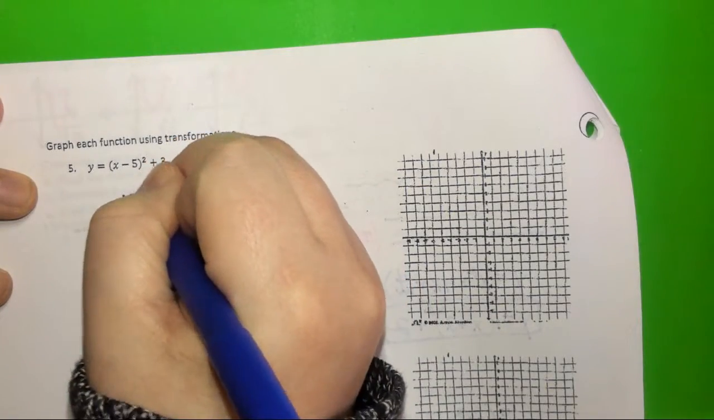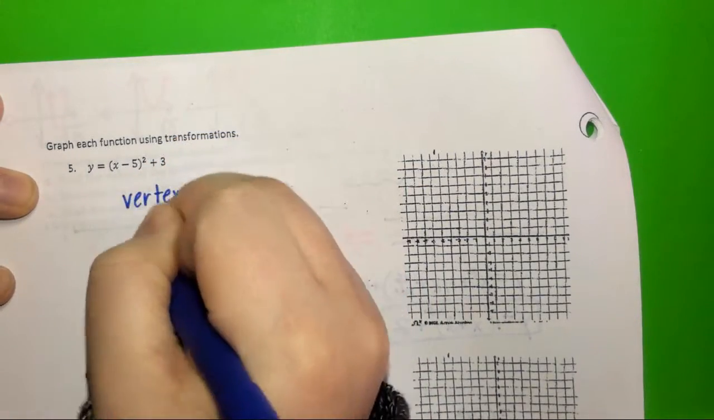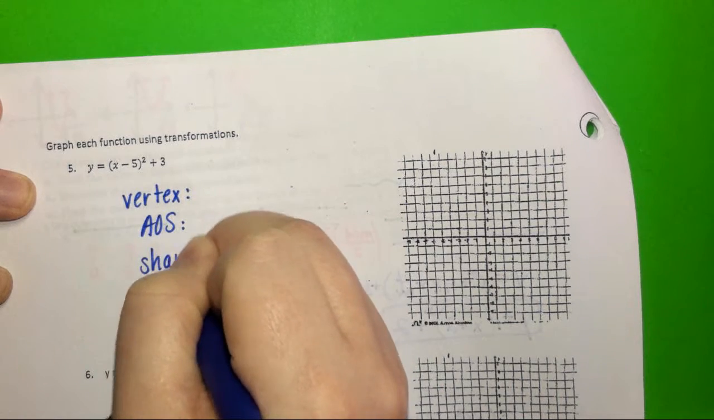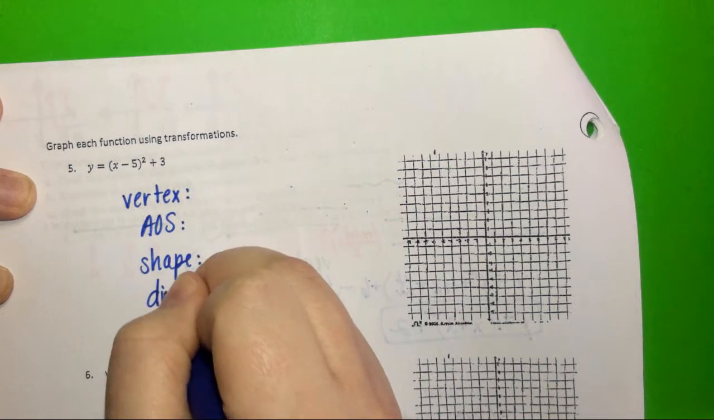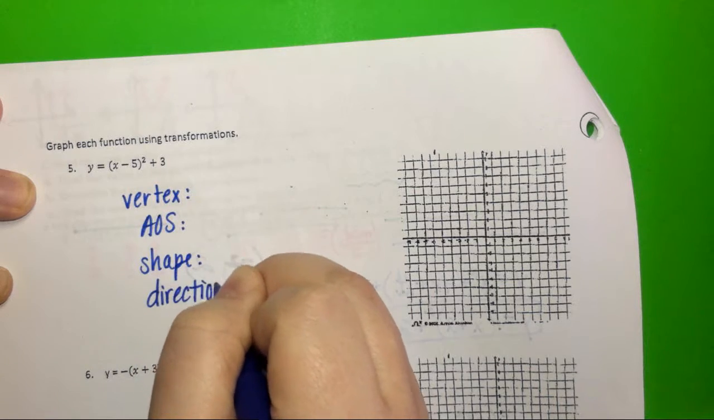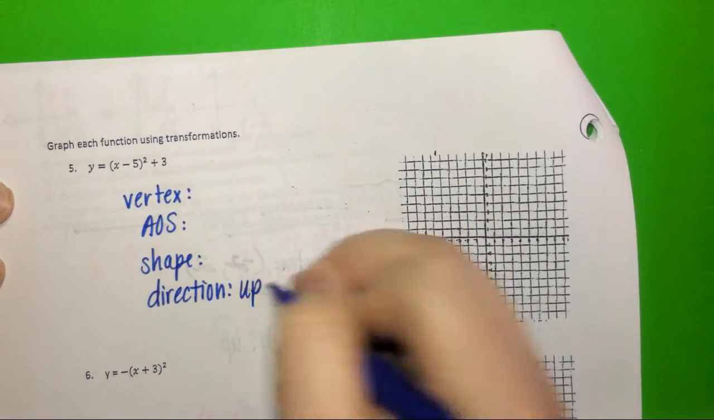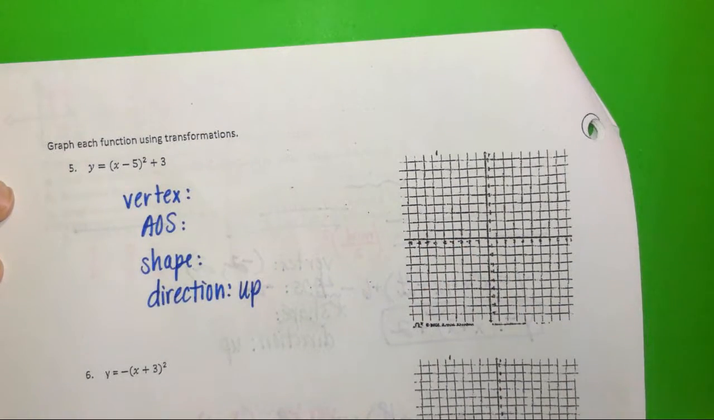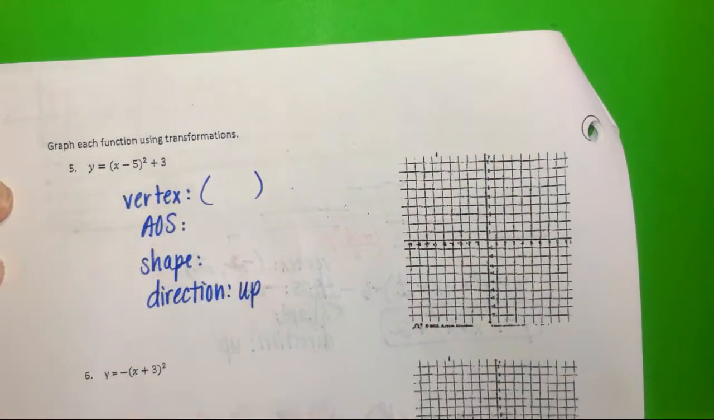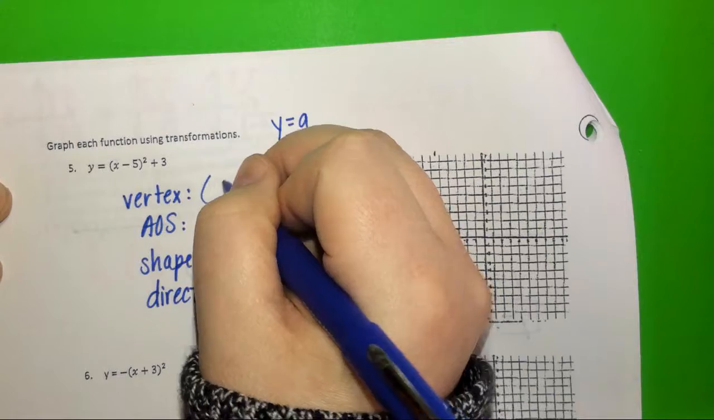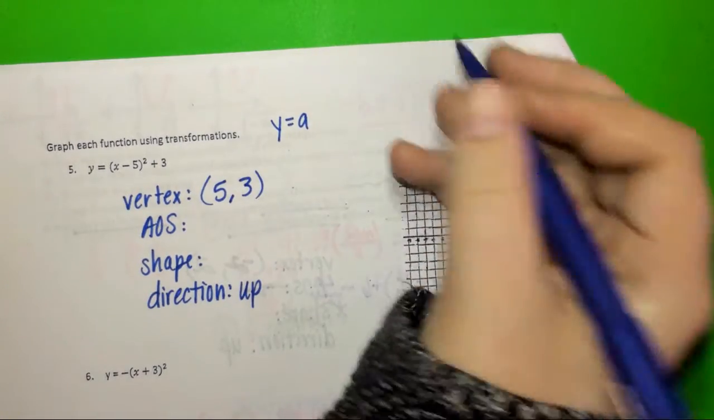I'm still going to make the same list from yesterday. Vertex, axis of symmetry. I need to know the shape. And I need to know the direction. What is the direction? It's going up because it's a positive in front. What is my vertex? Positive 5, 3.